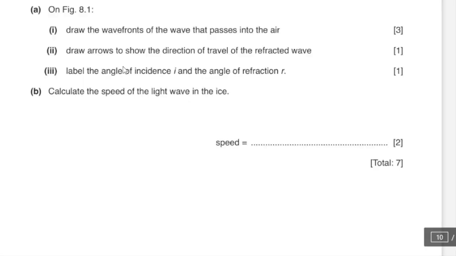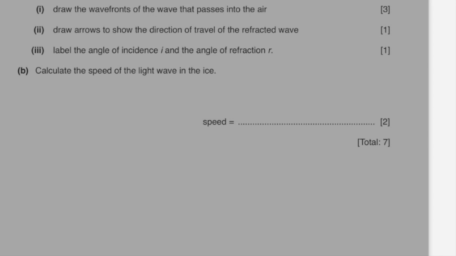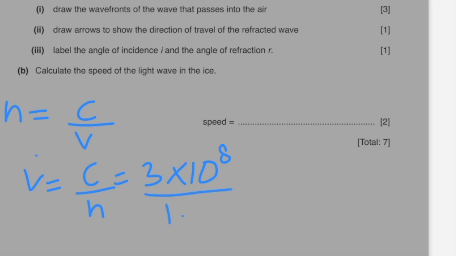B. Calculate the speed of light in ice. Alright. So refractive index is equal to speed of light in air divided by speed of light in substance. So speed of light in ice is speed of light in air divided by refractive index, which is 3 × 10^8 divided by 1.3, and that is right. So this is 2.3 × 10^8 meters per second.